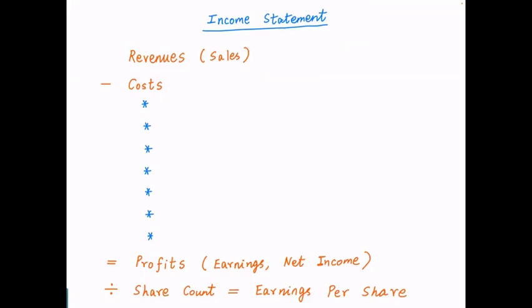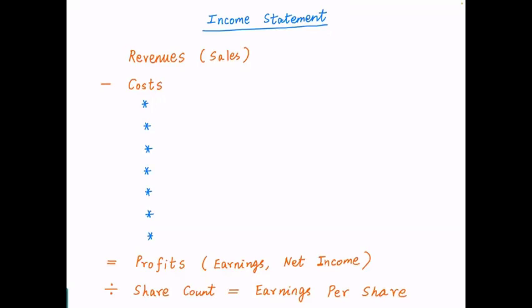So a report of, okay, over this period of time, this quarter or this year or these 5 years or whatever, some period of time, these are all the revenues that the company made and these are all the costs that the company incurred. And so revenues minus costs, that is the profit that the company made during this period. A report that gives you all this information is basically called the income statement.